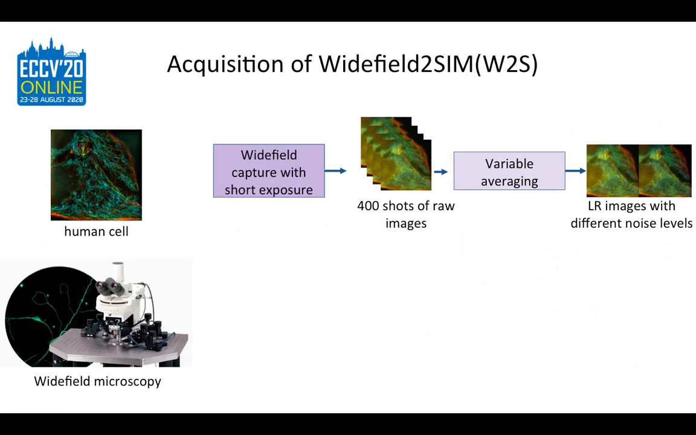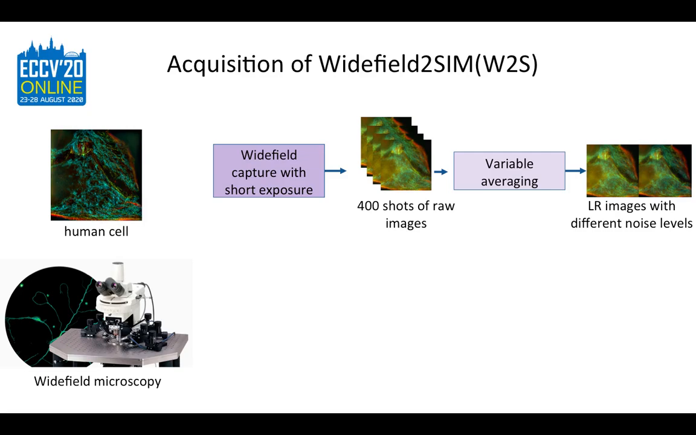We collect the W2S dataset using wide-field microscopy. Images were acquired with a high-quality commercial fluorescence microscope and with human cells. For the low-resolution images, we capture the cells with a short exposure of 5 milliseconds, thus each raw low-resolution image contains a strong noise component.